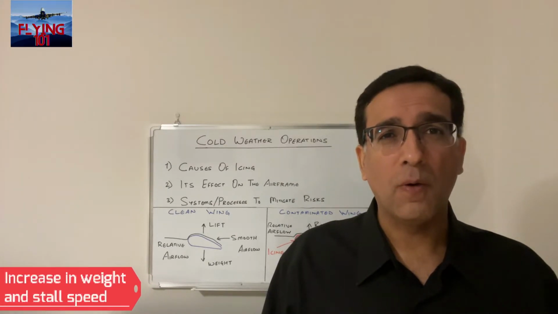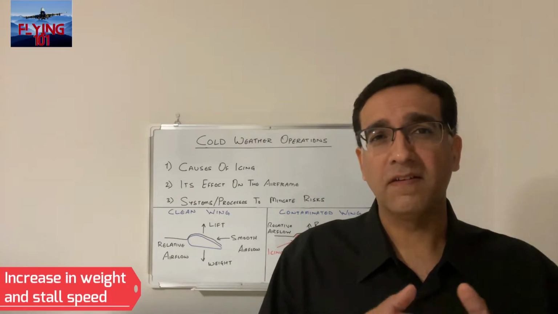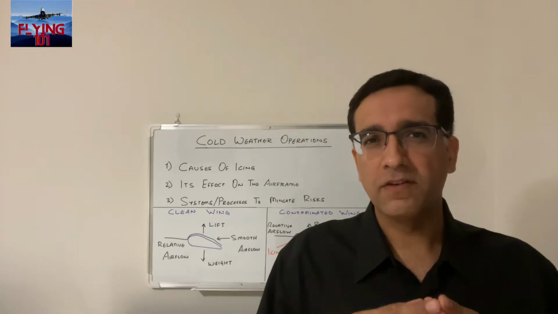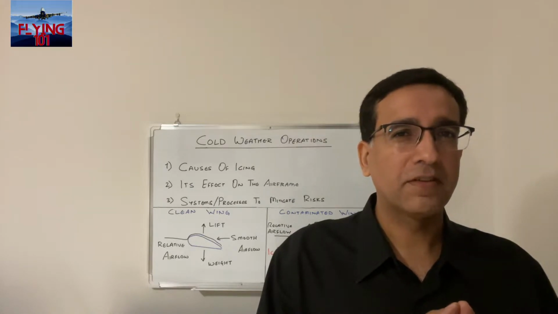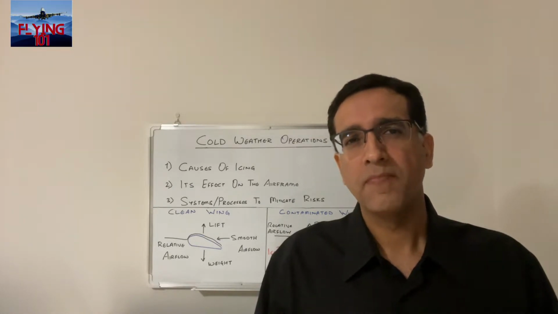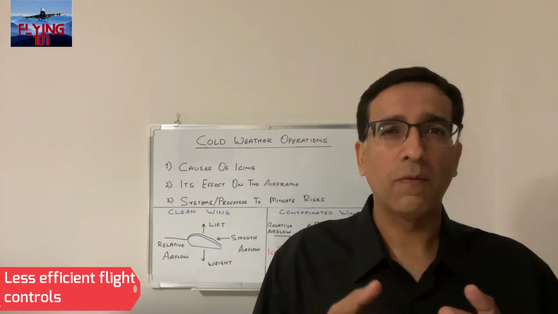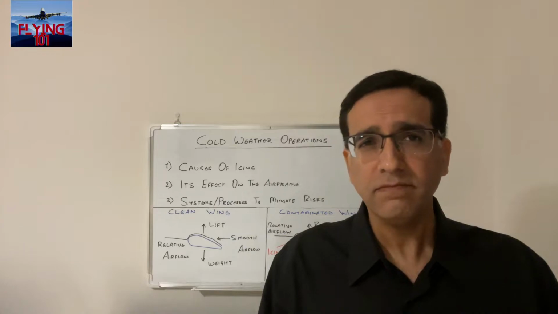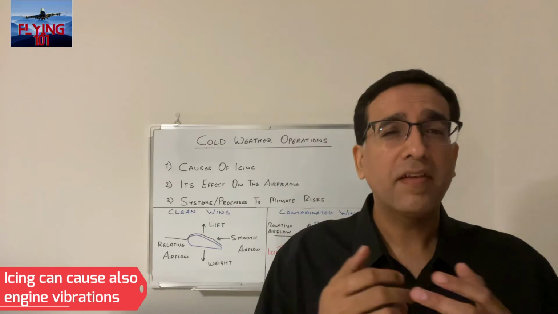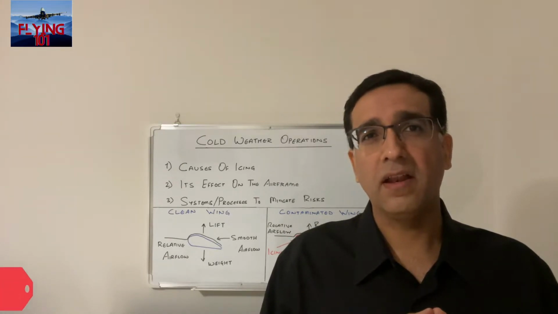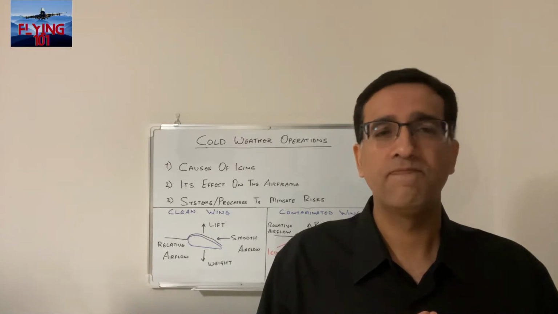Icing on the airframe also increases the weight of the aircraft, which in turn increases its stall speed. An aircraft's stall speed is directly affected by its weight. The higher an aircraft's weight, the higher its stall speed. Also, icing leads to less efficient flight controls coupled with a loss of engine thrust. It can also cause engine vibrations, and ice accretion can also result in incorrect readings on instruments such as the airspeed indicator and so on.